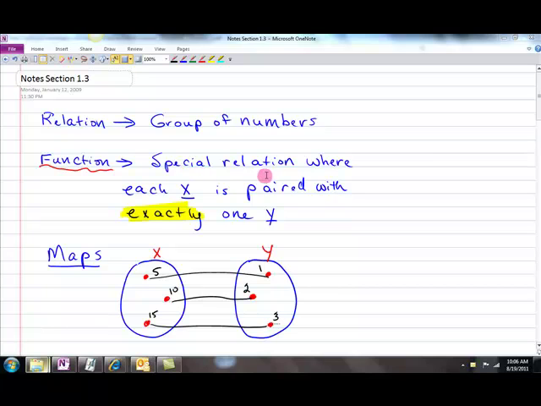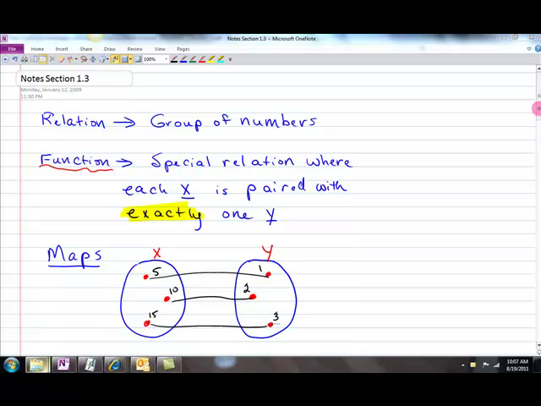Function is a special relation, so it's a special group where each x is paired with exactly one y. That's the important word, exactly. It can only be tied to one y. We're going to look at functions in several different ways to just get an idea of what that would look like.